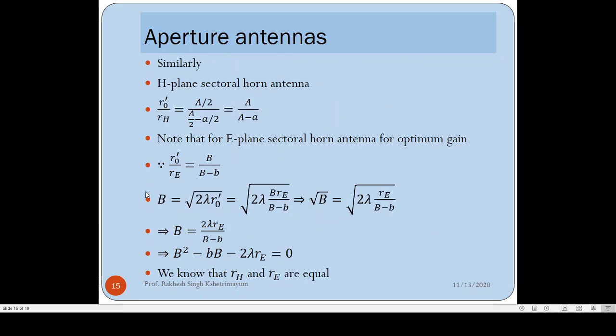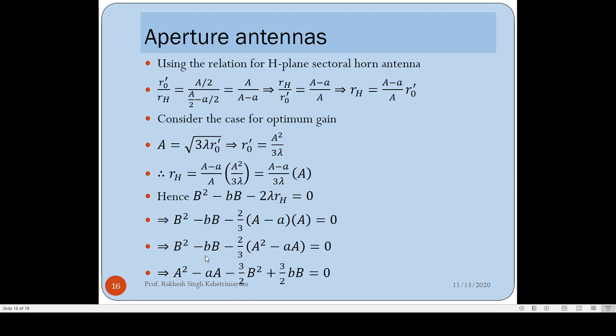So now what was the quadratic equation of capital B? It was b square minus b minus 2 lambda Re here. And you know that for a pyramidal horn antenna to be physically realizable, Re is equal to Rs. So let us replace this Re by Rs. So Rs is this here. Again you replace this Rs here by this expression you have here and simplify it. Finally what you are getting is an equation like a square minus capital A square minus small a capital A minus 3 by 2 b square plus 3 by 2 small b into capital B is equal to 0. This is the equation you have here.